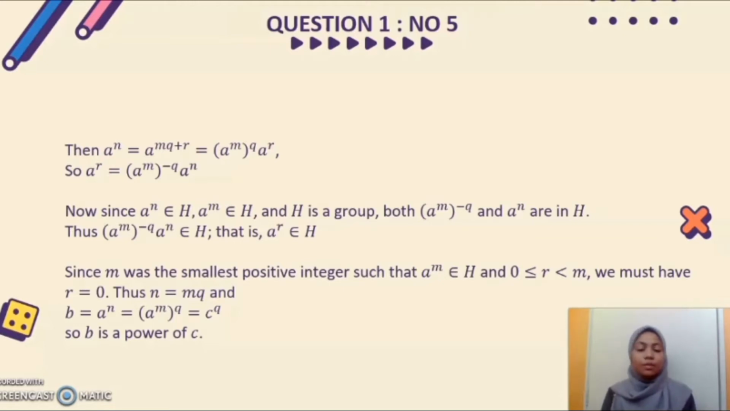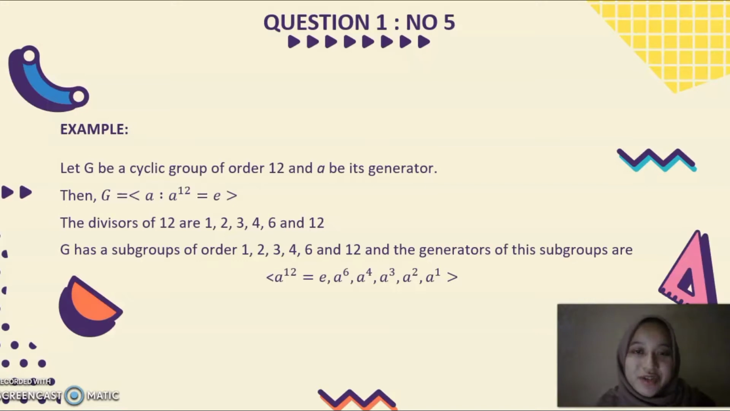Since m was the smallest positive integer such that a^m is an element of H and r is between 0 and m, we must have r = 0. Thus, n = mq and b = a^n = (a^m)^q = c^q. So b is a power of c. Let's see an example for this theorem.